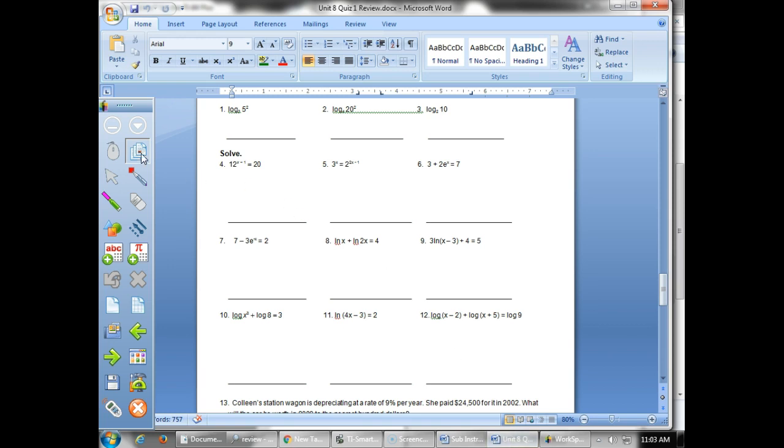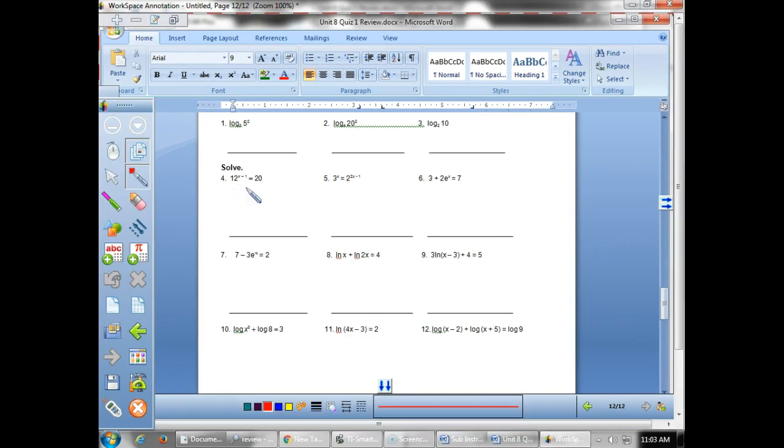And number 4, there are a couple ways you could do it. I would probably take the log of both sides, so I end up having log of 12 to the x minus 1, with the x minus 1 out front, is equal to log of 20. And then this is easy. You just divide by log of 12, divide by log of 12. And then once I get this in the calculator, I don't write it down, I just keep it in the calculator and then I add 1. And that gives me the answer there. That's exact form.